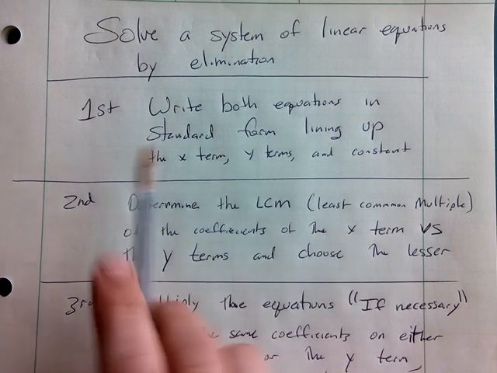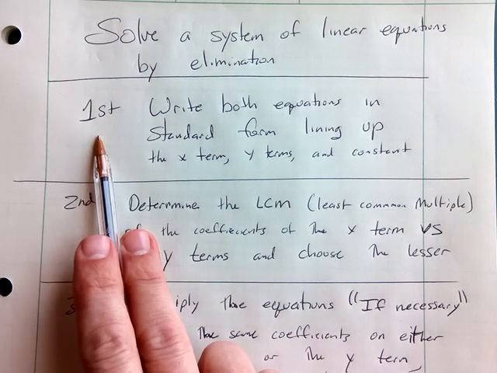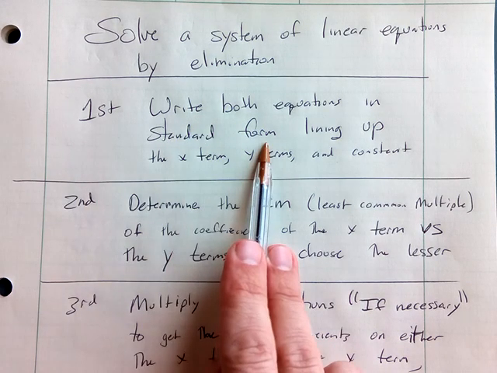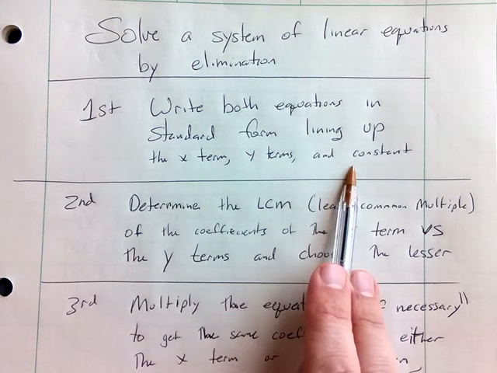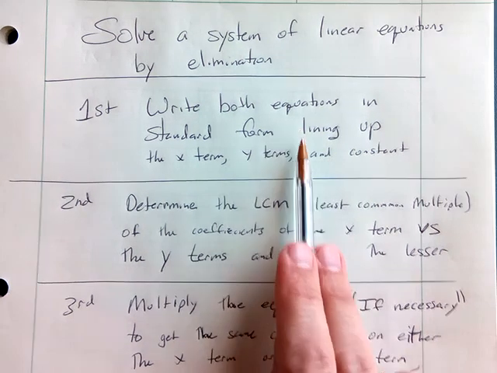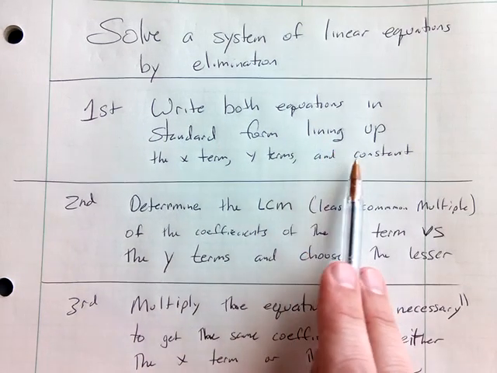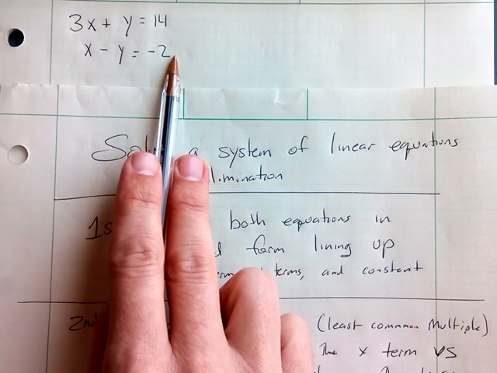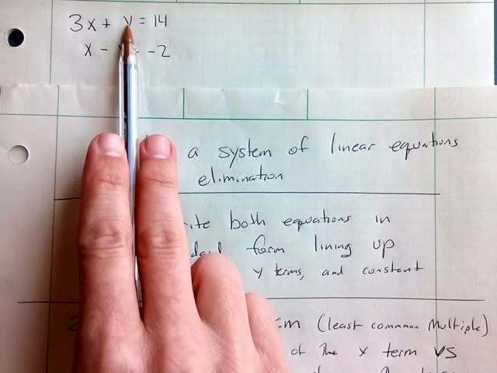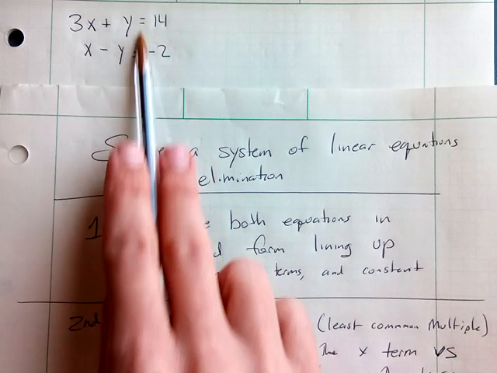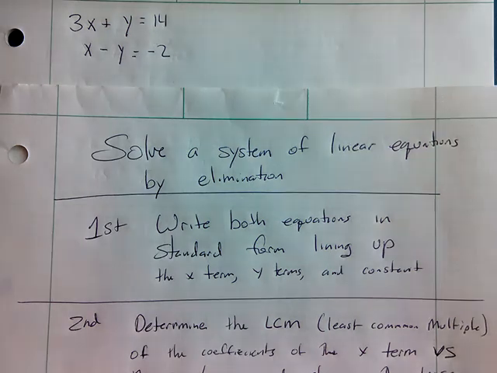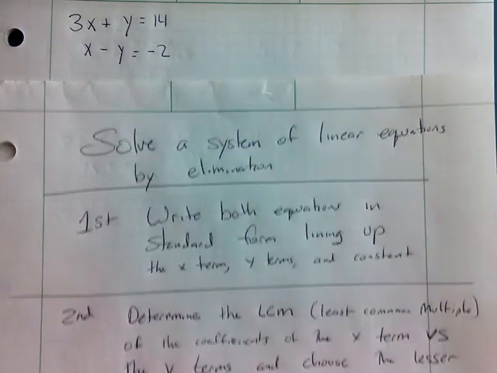But first, when you're solving a system of linear equations, which by the way is two linear equations, make sure both are written in standard form, where the x terms and the y terms are lined up with the constant. In other words, the x terms are above each other, the y terms are above each other, and the constant. As an example, these are written in the correct form. This is standard form: x term above an x term, y term above a y term, and the constant after the equal sign. Two linear equations. We're going to find what point those two lines share in common. Again, that's what we're trying to do.